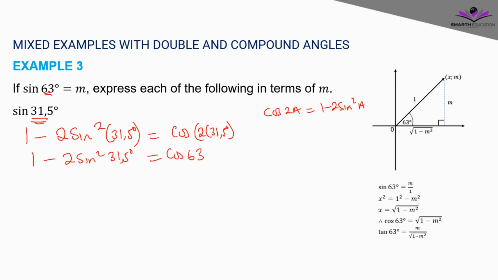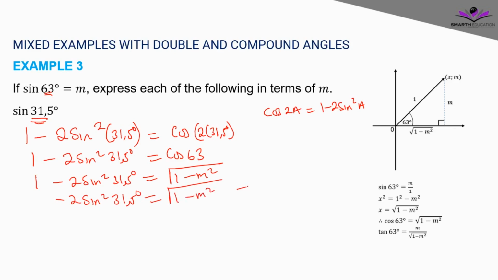And then cos 63 is the square root of 1 minus m squared. So 1 minus 2 sine squared 31,5 degrees is equal to the square root of 1 minus m squared. Right? Then we can subtract 1 from both sides of the equation. We remain with negative 2 sine squared 31,5 degrees is equal to the square root of 1 minus m squared minus 1.